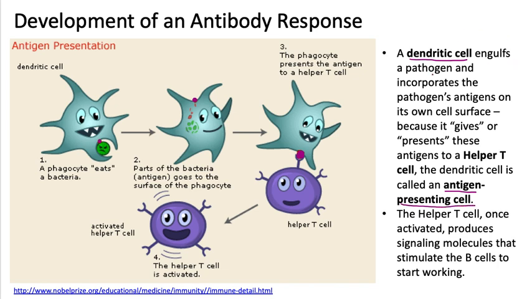It's going to engulf the pathogen, incorporate those antigens on its own surface, give the pathogens to another cell. So next to dendritic cell, you can say it's an antigen-presenting cell because it does these things. All right, so the helper T cell, once it has been activated by receiving this antigen, it will send chemical signals to B cells to start responding.